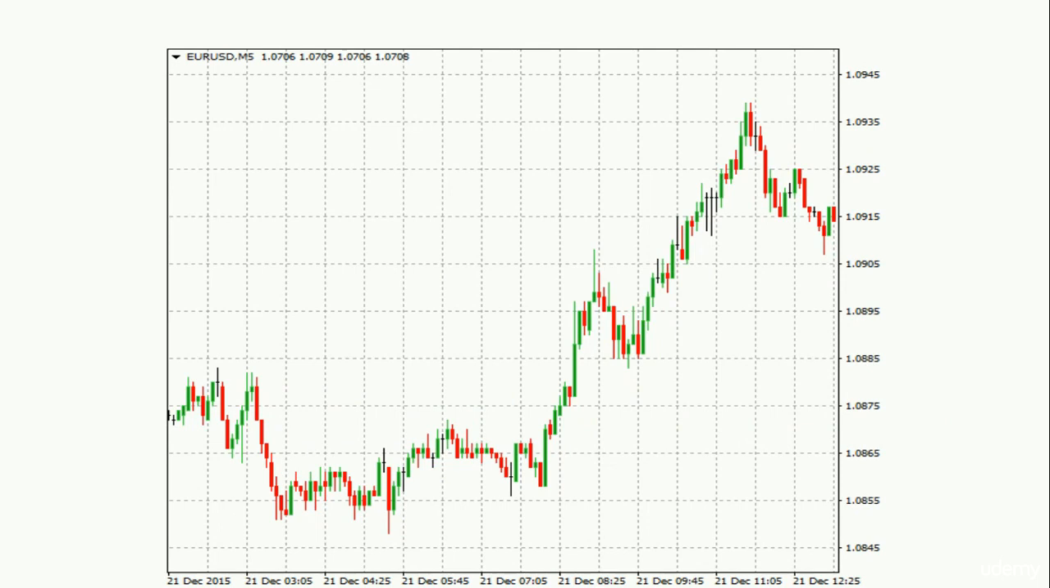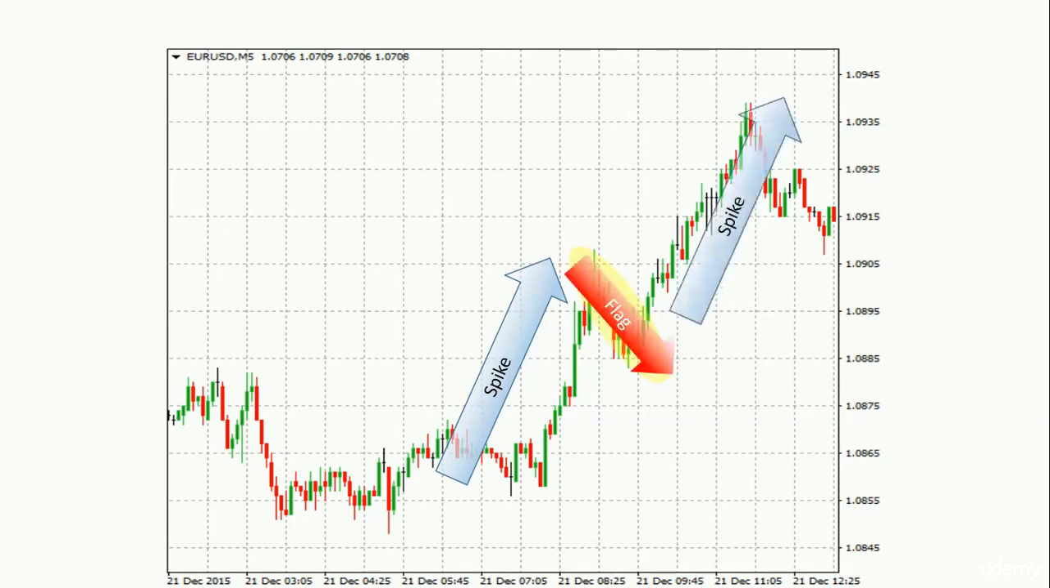Most of the time, the spikes are fast, followed by some sort of a pause in between these spikes, and these pauses could be horizontal channels or flags. This chart here is showing a typical uptrend that is characterized by a fast bull spike followed by a bull flag, then another bull spike.